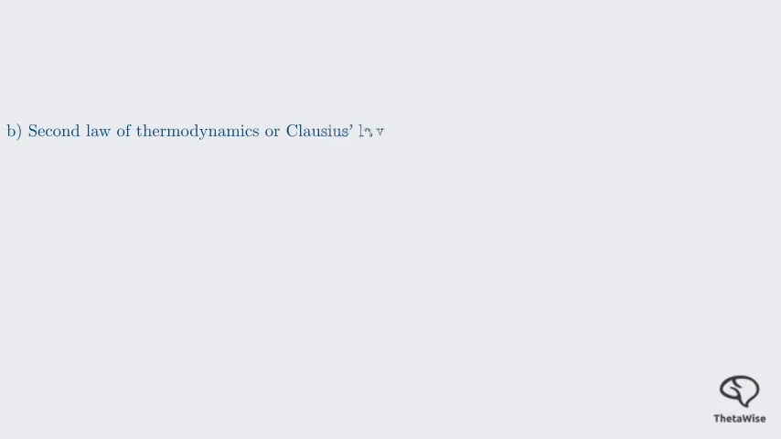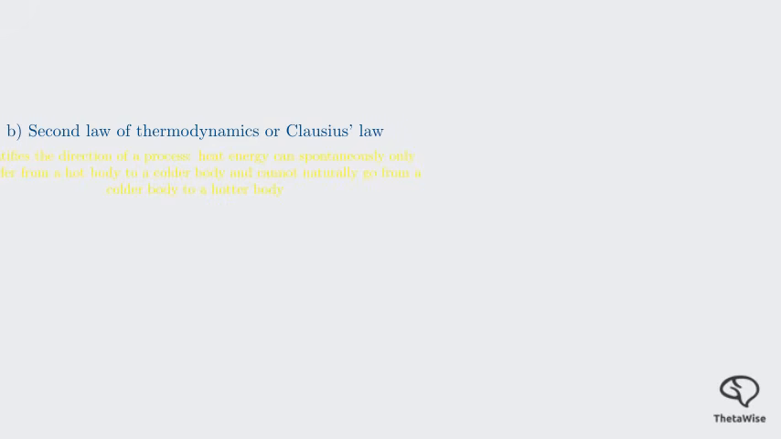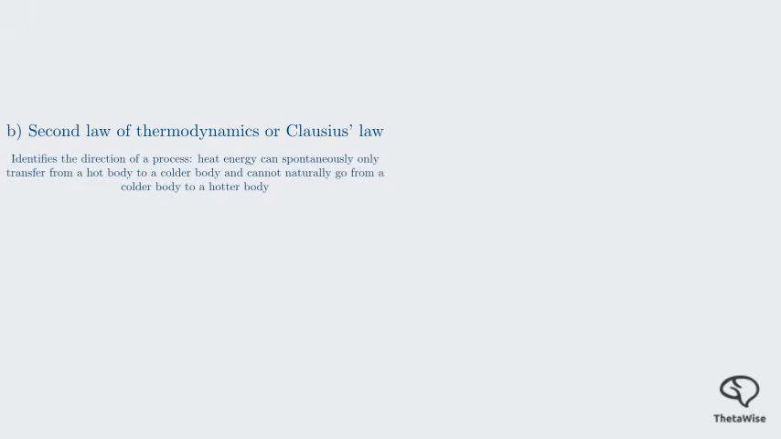We now move to the second law of thermodynamics, also known as Clausius's law. This law tells us something very important, the direction of a process. The second law identifies the direction of a process. Heat energy can spontaneously only transfer from a hot body to a colder body. It cannot naturally go from a colder body to a hotter body. Think about it. If you put a cold ice cube in a warm drink, the ice cube melts as it absorbs heat from the drink. The drink gets colder. You never see the drink get hotter and the ice cube grow larger spontaneously. That would be a violation of the second law.